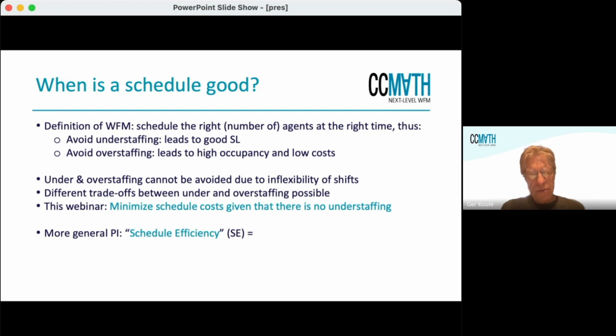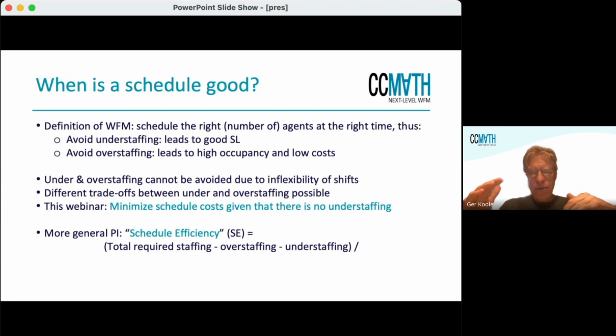Another way of measuring things, that I will report as well in what I'm going to show, is a more general definition that you see sometimes, what people call schedule efficiency, and that counts over and understaffing in the same way. So that is the required staffing, what you need to reach your service level. And then you add to that both what you're under and overstaffed.